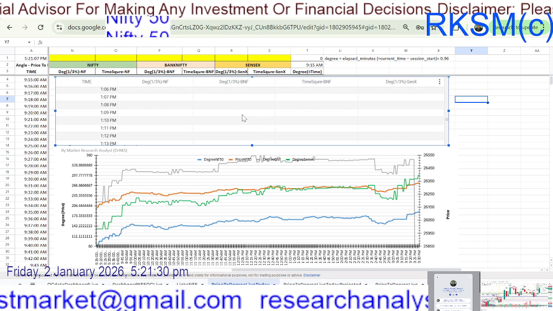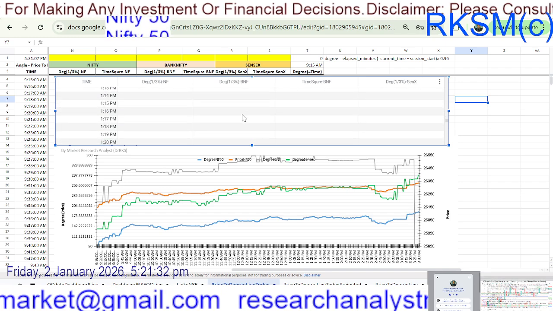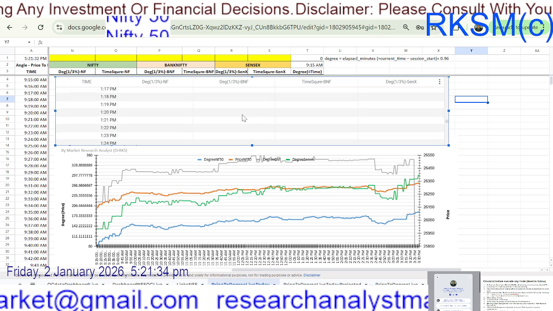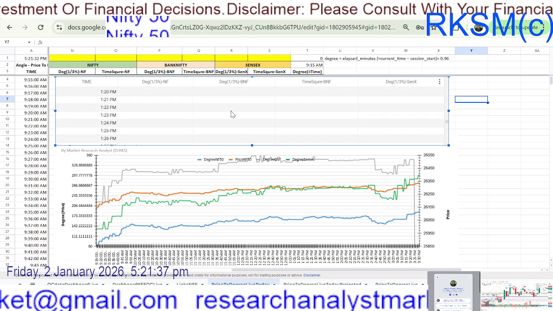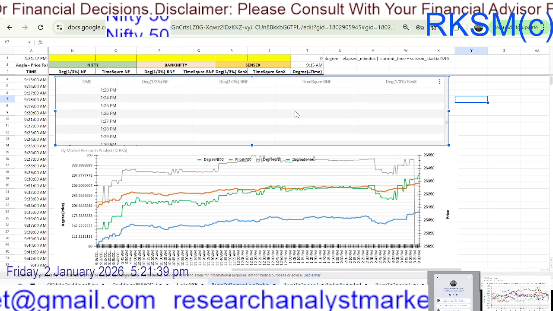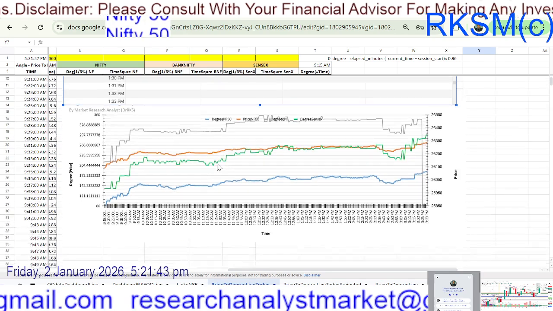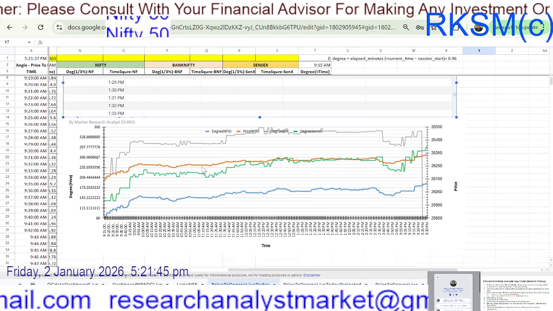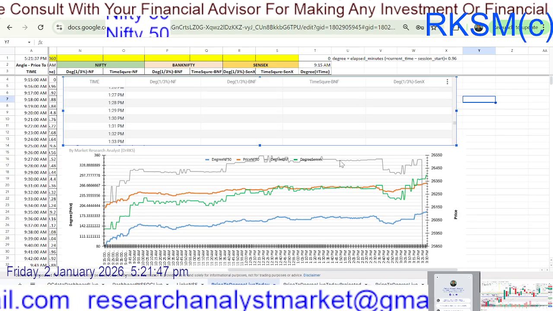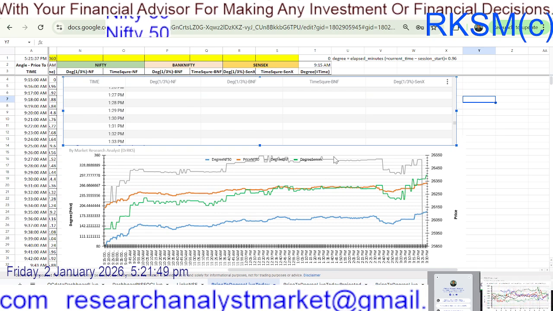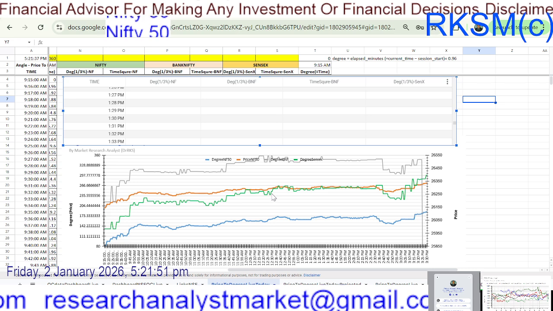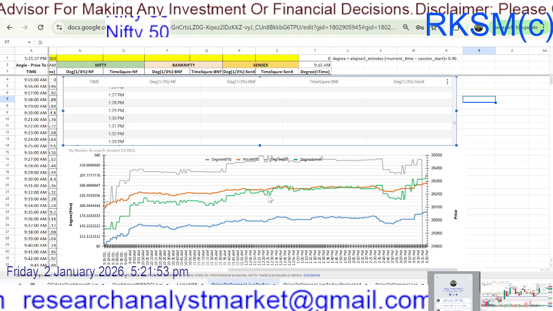For making any entry you need to have multiple confirmations. We cannot go with just one confirmation, we need several confirmations. So you see still we couldn't find any further change here, and you can see it's also indicating on the chart. There is no change here till here, but the only change is in the Bank Nifty and some change in the Sensex also.